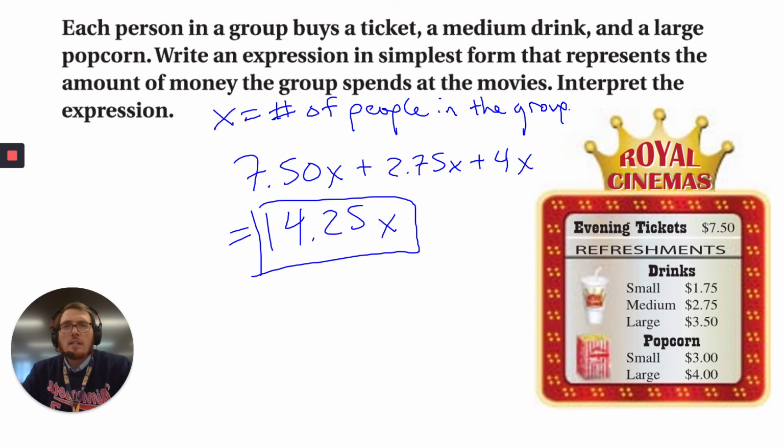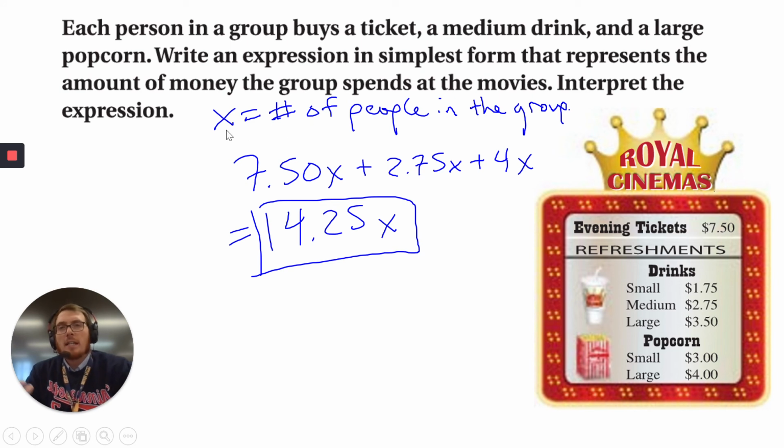The last question says each person in the group buys a ticket, a medium drink, and a large popcorn. So a ticket $7.50, medium drink $2.75, $4 for the large popcorn. Okay, I wrote it out like this because it's saying write an expression in simplest form to represent the amount of money spent. It's important to start writing variables and explaining or defining your variable.